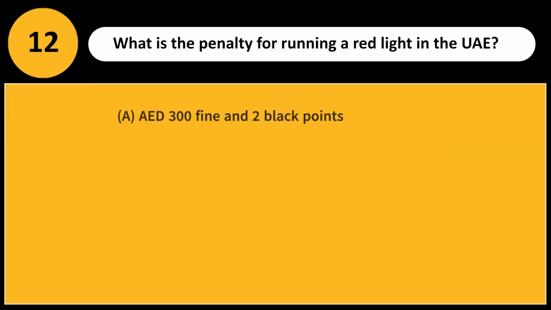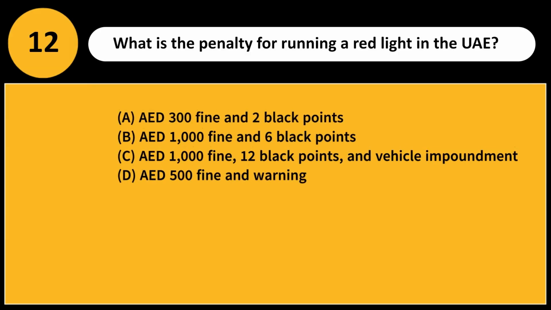What is the penalty for running a red light in the UAE? A. AED 300 fine and 2 black points. B. AED 1000 fine and 6 black points. C. AED 1000 fine, 12 black points, and vehicle impoundment. D. AED 500 fine and warning.